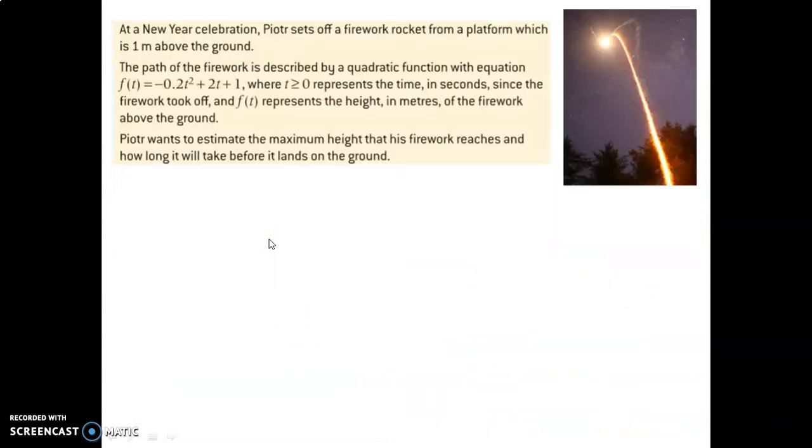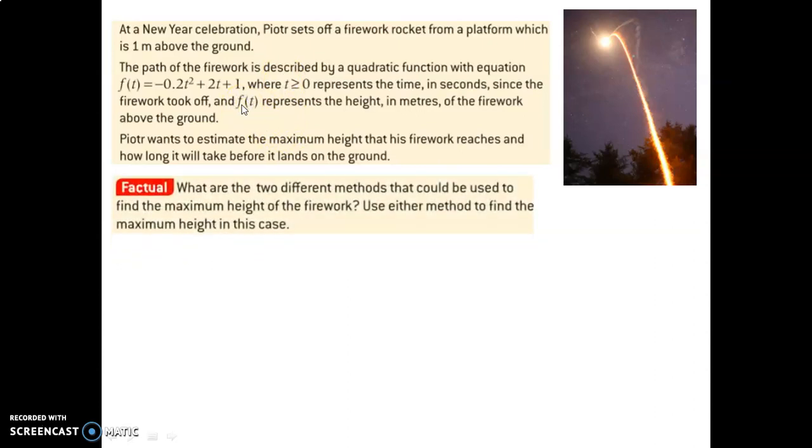All right, try this one. Read that through and see if you can figure this one out here. What's the maximum height reached by this firework? Well, first, what are two methods that we've learned so far to find that max point? We're talking about the max point. What's the maximum point reached by this firework? What are the two methods we've learned so far to find the max point?